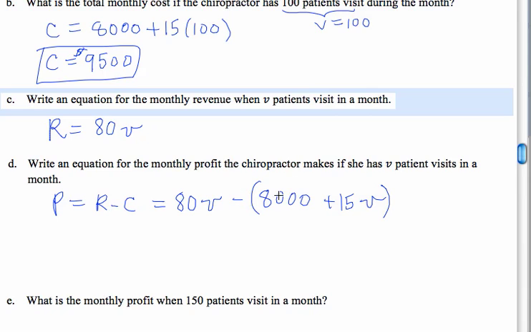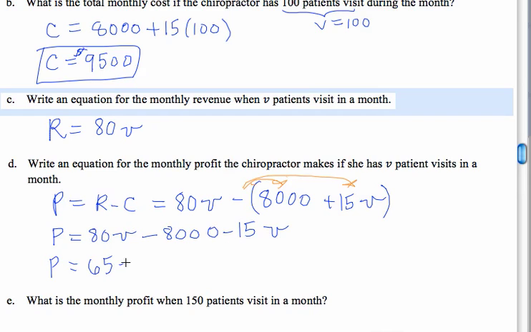Let's go ahead and simplify this profit equation here. So this is 80V, and distribute that -1 times both terms on the inside. So this becomes minus 8,000 minus 15V. 80V minus 15V is 65V, because 80 minus 15 is 65. And we have minus 8,000.